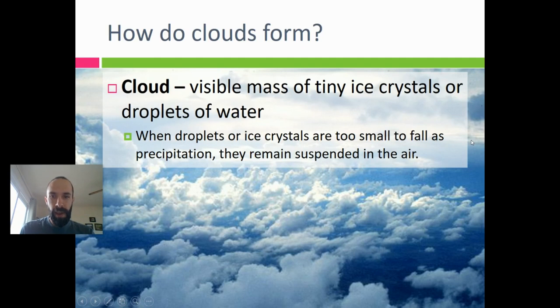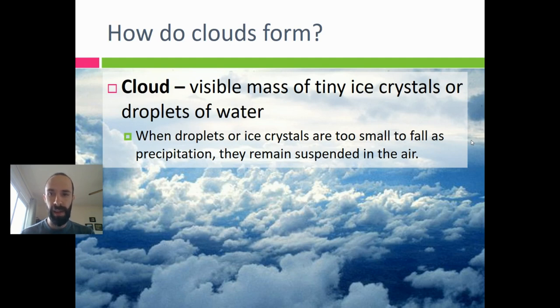A cloud is a mass of water droplets or ice crystals that are suspended in the air. Now, when you think about a cloud, a lot of people think that a cloud is water in its gas form. You wouldn't be able to see it if it was in its gas form. So it's not a vapor. It's actually liquid or ice crystals.